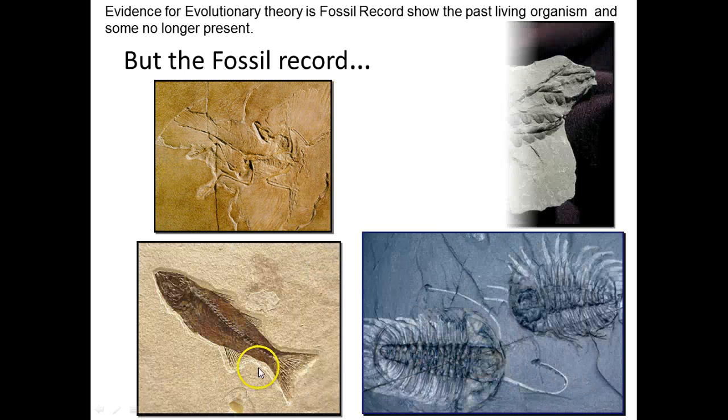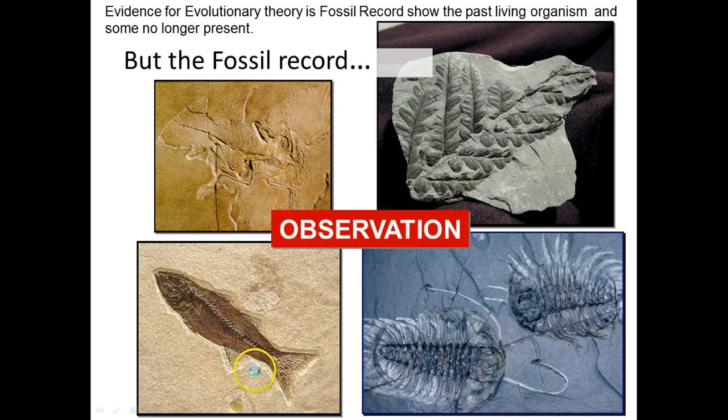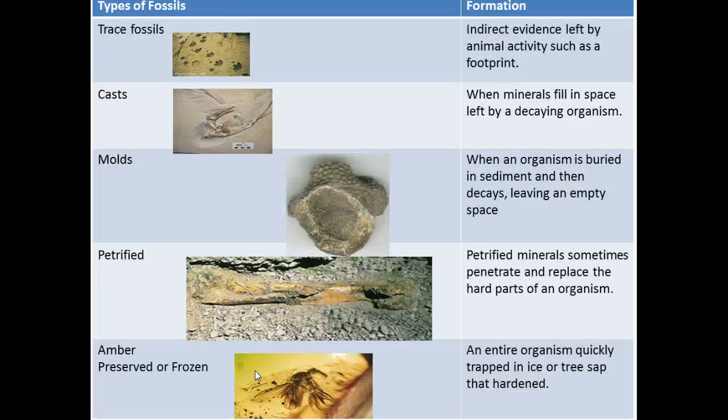Okay. So evidence of evolution is what we look at in the fossil record, and we could see that the fossil record shows the past living organisms that are no longer present, and there are some that are similar to present organisms. And that's based on our observations. Now fossils, there are many different types that can give us clues about the past.